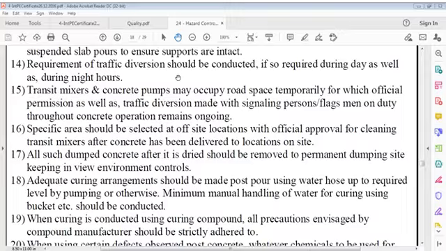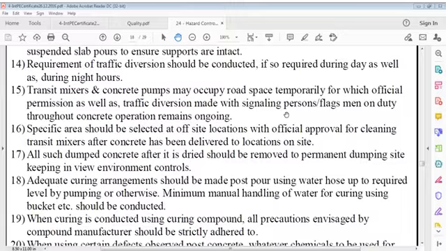Then adequate curing arrangements should be made post pour of concrete, using a water hose up to the required level by pumping or otherwise. Minimum manual handling of water for curing using buckets etc. should be conducted. That is the curing arrangement, which is very important for every site, for every concrete, without which you can say nothing is possible.